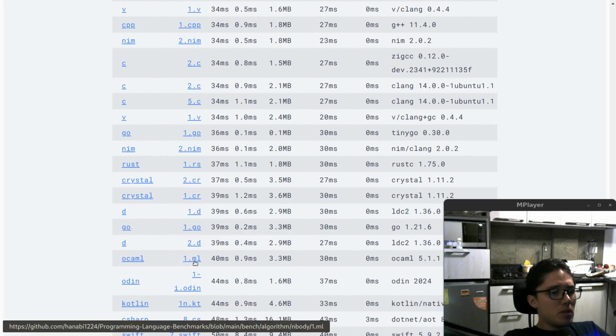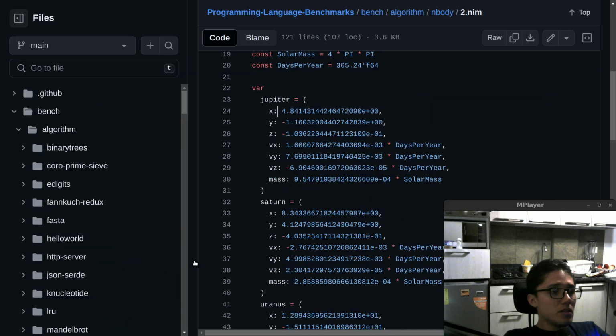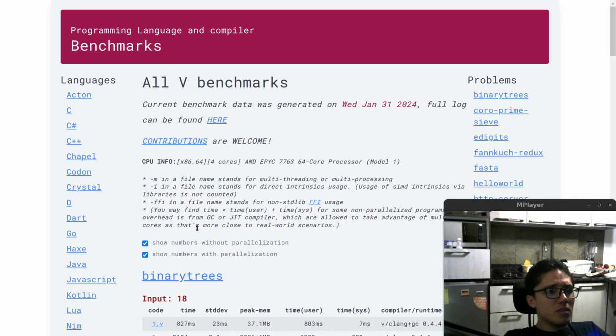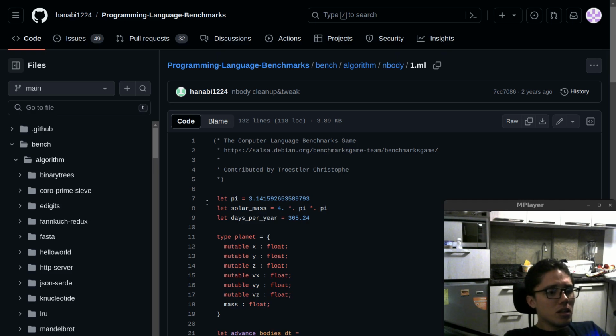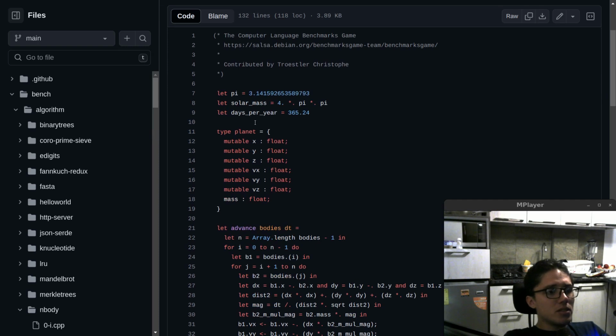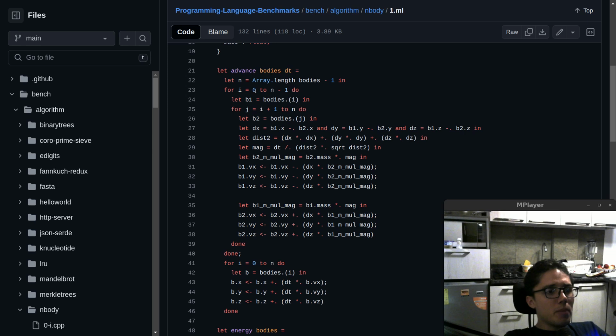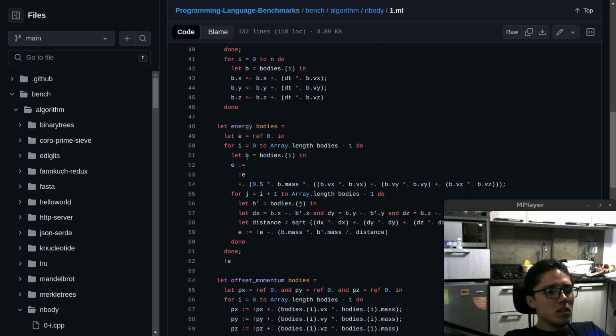OCaml 1.ml. Let's see. We have to look at all of them. OCaml is like the newest one. Okay. So here, let pi, solar mass, days per year. It's not bad. Planet, mutable. Why not just have a thing like B does with mutable and put all of them there? But okay. Advance bodies, dt, let. I mean, it's indentation-based coding.